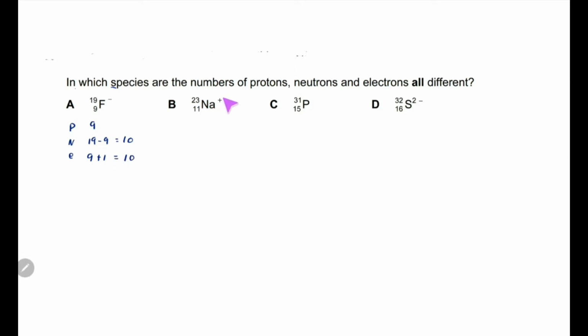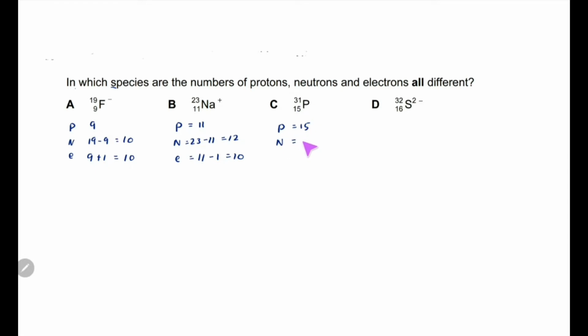Coming towards the sodium cation, again the protons in sodium are 11, and the neutrons are 23 minus 11, which becomes 12 neutrons in sodium. And electrons here are 11, but one electron is lost, so minus 1 becomes 10. In case of phosphorus, we get its atomic number 15, so a total of 15 protons, and neutrons in it.